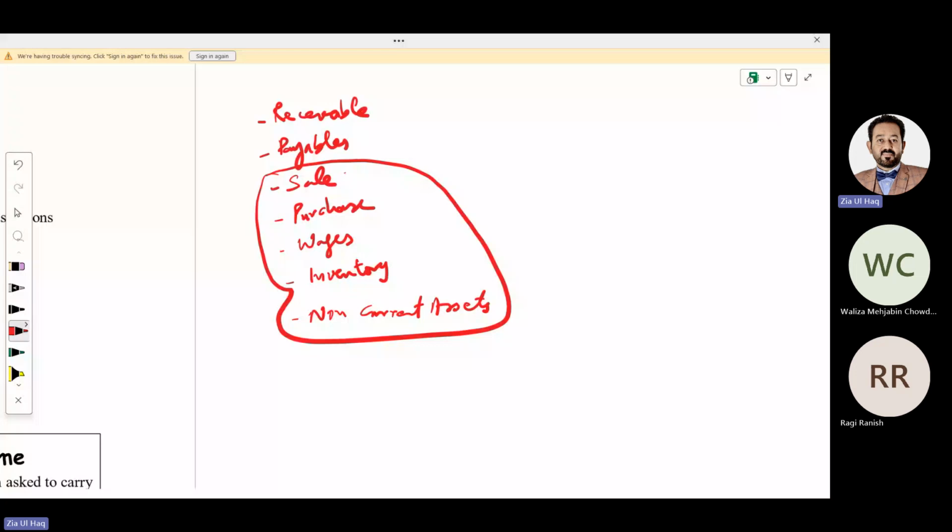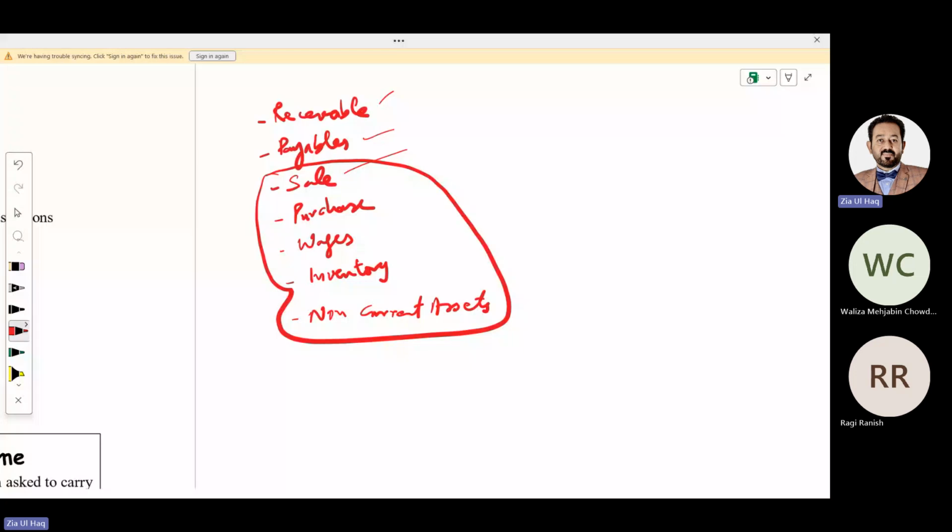Normally weaknesses with recommendation or substantive procedure. We have covered one question, Tinkerbell on sales, a test of control. But these five areas must be tested. Along with the sales, the examiner might ask about receivables. Along with purchase, they can test payables. But these five areas, sale, purchase, wages, inventory, and non-current assets, are very, very important. One question must be out of these five areas.